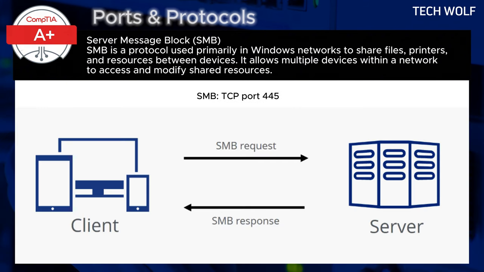Server Message Block, or SMB. SMB is a protocol used primarily in Windows networks to share files, printers, and resources between devices. It allows multiple devices within a network to access and modify shared resources. And SMB runs on port 445, allowing secure resource sharing within a local area network.